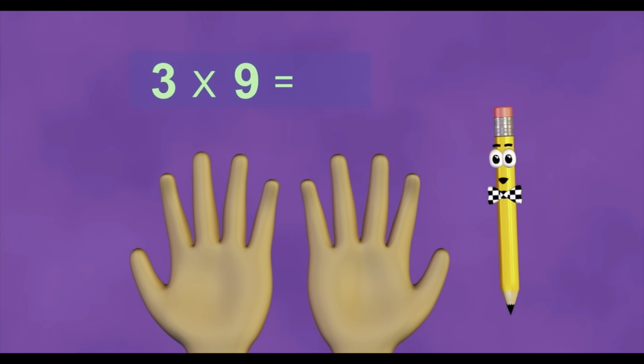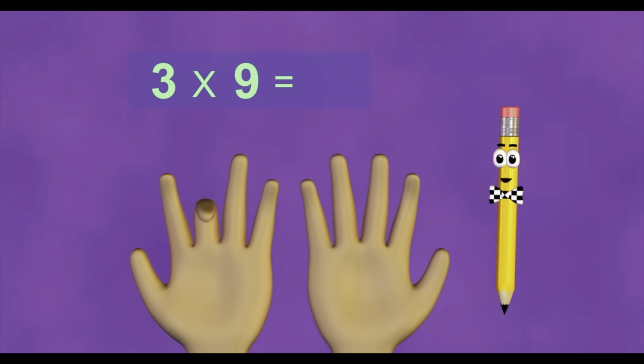Count the fingers to the left of the bent finger for the number that goes in the tens place. The fingers to the right of the bent finger give you the number in the ones place. For example, to calculate 3 times 9, bend down the third finger. There are 2 fingers to the left of the bend and 7 fingers to the right. So the answer is 27.